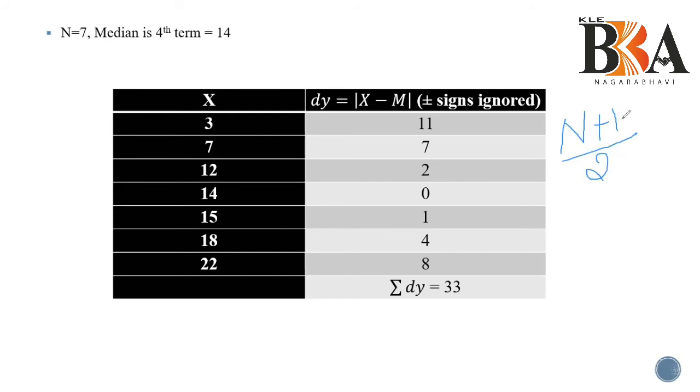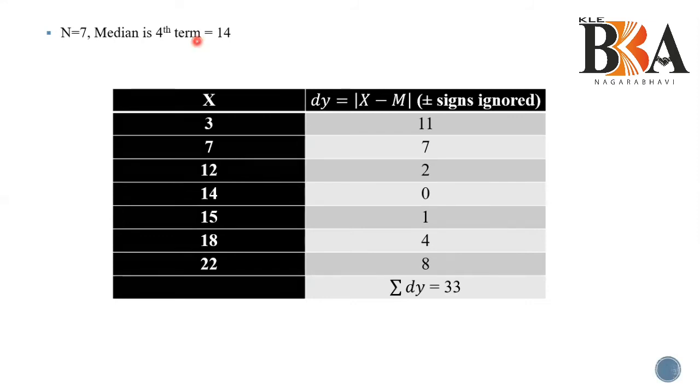So n is 7, right? So n is (7 plus 1) divided by 2, that is 8 divided by 2, you will get 4, right? You have to find out which is that fourth value. To find that fourth value you have to search in the X column. So the fourth value, 1 2 3 4, is 14, so the median will be 14. Understood? This is the way to find the median.